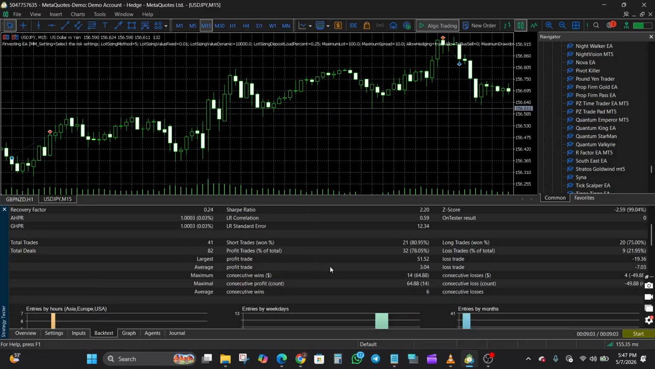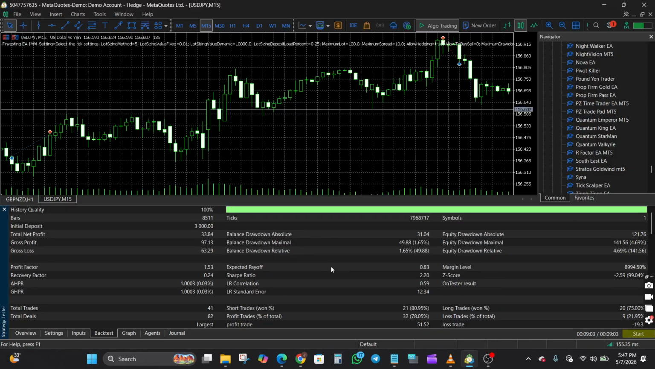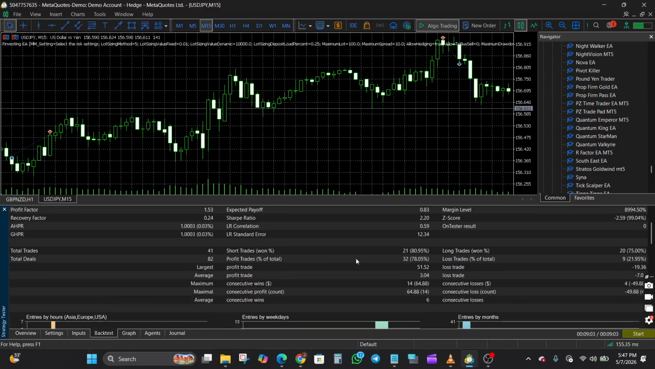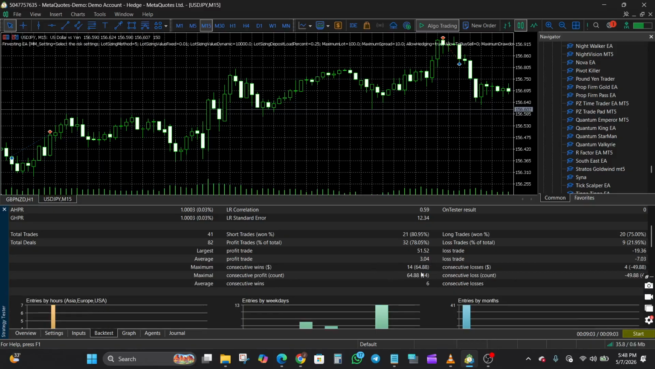So, despite this win rate, we still had just a little total net profit. So it means that the profit target is likely small. The EA is likely focusing on short-term profits and not holding trades for so long. We can see that the average profit trade here is just $3.04, and the average losing trade is minus 7.03. So this also tells us that the risk to reward ratio is bad.